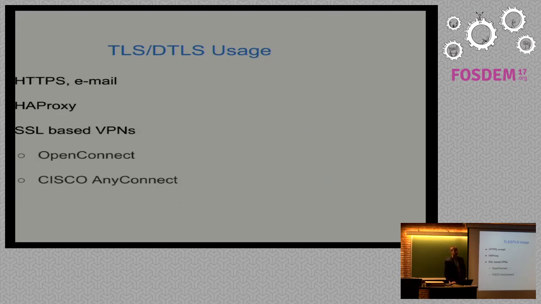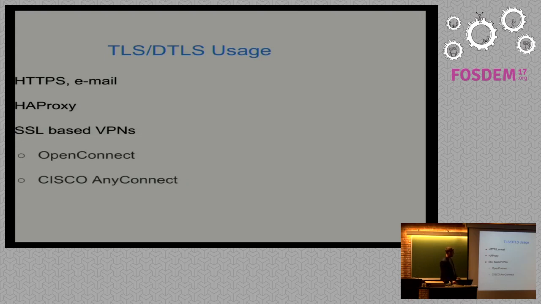You can find many usages of TLS and DTLS. For example, HTTPS, that is the HTTP protocol secured, so no one sees your communication. It's also used in email. Probably less known usages are, for example, HAProxy, that is High Availability Proxy, a load balancer for HTTPS communications. You can also find usages in SSL-based VPNs. The term SSL-based VPNs is quite used because of historical naming. You can also say TLS-based VPNs.